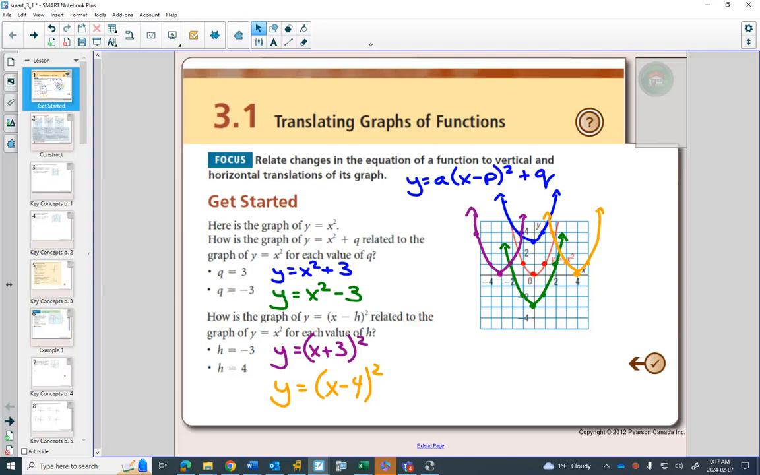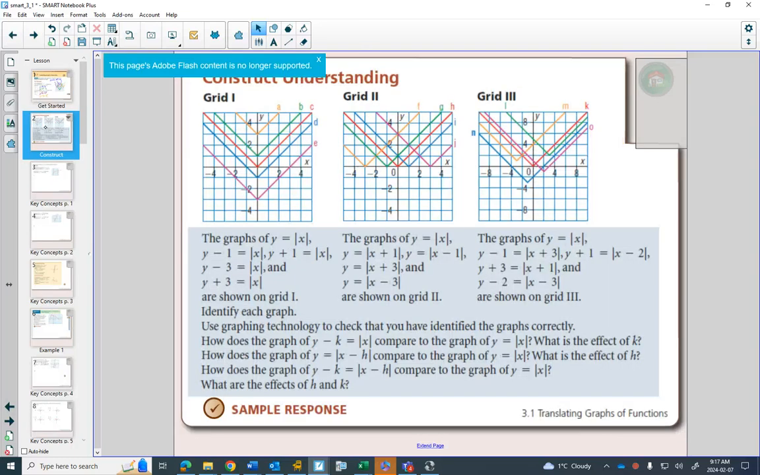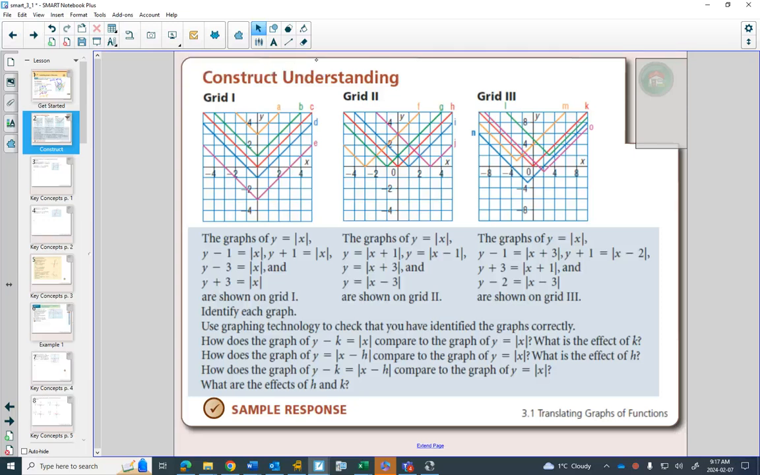Sometimes I'm going to say, we're going to skip the getting started, and there's also another thing that helps you learn. We are going to skip this construct the understanding because in your book, it's not color-coded. And it is way, I think, way too many lines on one graph. That is not very helpful. Like, oh my goodness. There's a lot of absolute values on there. So we're going to skip this.